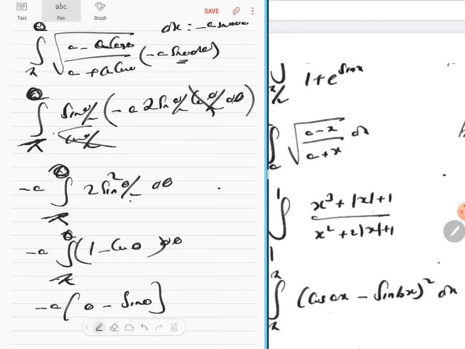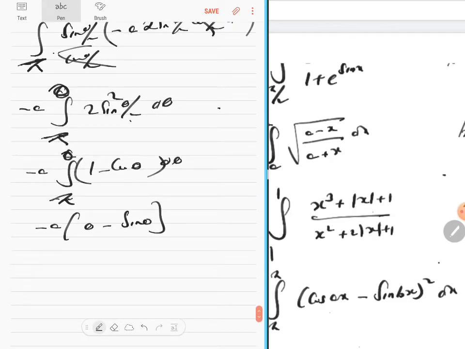It's pi to 0. But while integrating, when I have 0 to pi, I can always change around the symbol and write 0 to pi. So then integration of 1 minus cos theta from 0 to pi, because I have taken out the negative sign, into d theta.